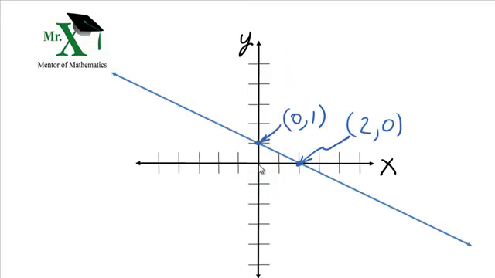We have a line that goes to the point 0, 1 and the point 2, 0. What's the equation of that line? Can you figure out the slope from the rise over run? This is 1, this is 2. You need to be able to write the equation of that line in slope-intercept form. You should do that now.